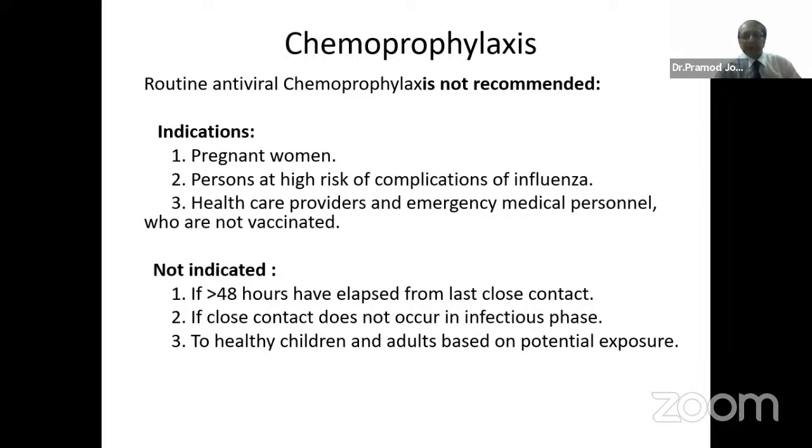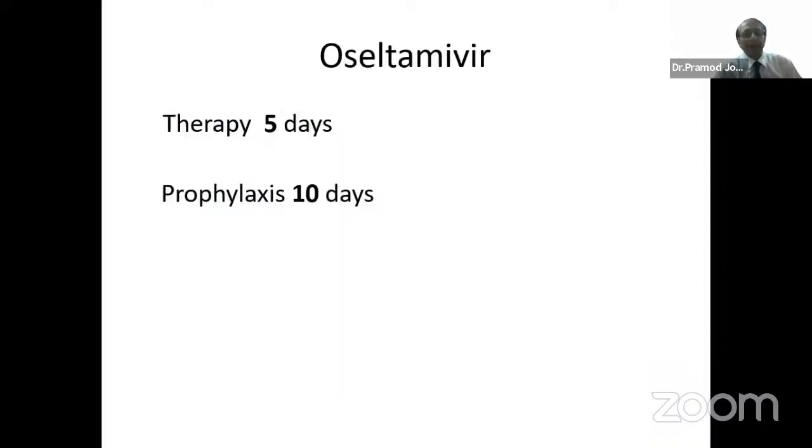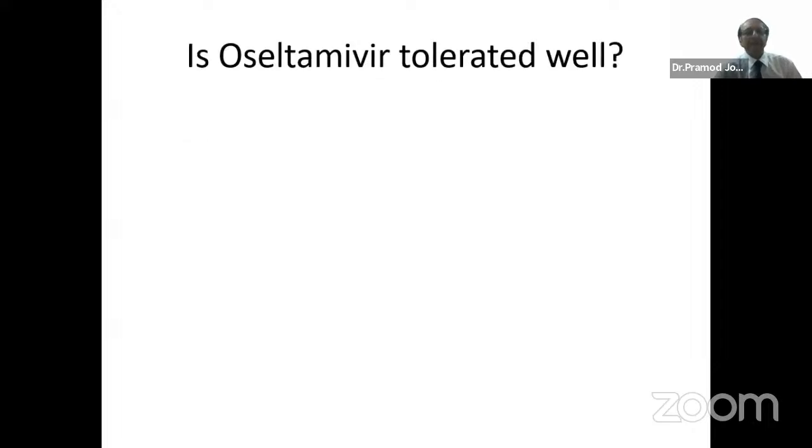Okay. Now, whether there is any role of oseltamivir in prophylaxis, you should remember that routine chemoprophylaxis is not recommended. Only in pregnant women and people who are at high risk, and healthcare providers like you and me, where we are working day in and day out in the emergency, and in case we are not vaccinated, then we should take this particular prophylaxis. Okay. And as I told you, for chemoprophylaxis, the dosages are the same. However, they are for 10 days and they are to be given once daily. So under the age of 15 kg, it is not 30 milligrams twice daily, it is 30 milligrams once daily. And likewise, give it for 10 days. Okay. So therapy with oseltamivir is 5 days, prophylaxis is 10 days.